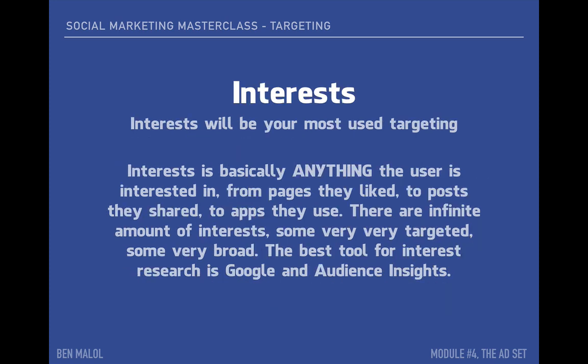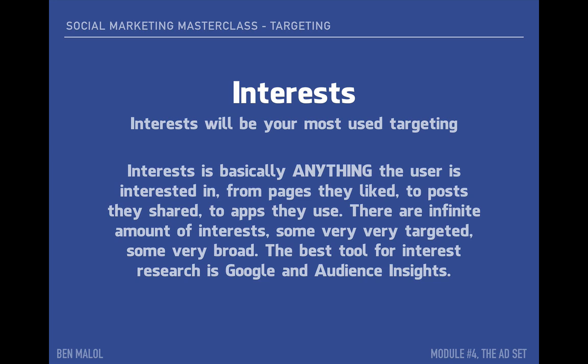And finally, we have the interests, which will be your most used targeting. An interest is basically anything that the user is interested in, from pages that they like to posts that they share to apps that they use. If you liked a cat photo, then Facebook will look at you as a cat lover. If you shared a charity for saving elephants in Thailand, then Facebook will look at you as an elephant lover. So basically, this is the most data that Facebook has on you, because this is your day-to-day activity on Facebook. What do you like? What do you share? What do you react to? What kind of videos do you watch on Facebook? And so on and so on.